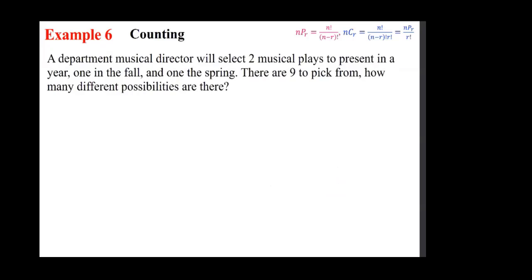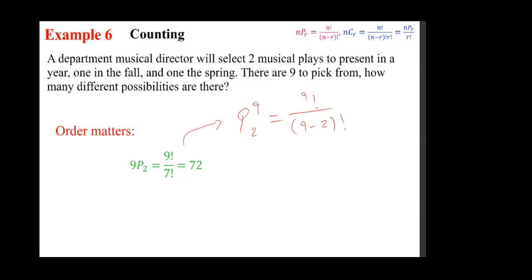A department musical director will select 2 musical plays to present in a year, one in the fall and one in the spring. There are 9 to pick from. How many different possibilities are there? We are using 2 musical plays, one in fall and one in spring. That means order matters. So you go with the permutation, and P(9,2) means 9 factorial divided by 9 minus 2 factorial. That's how we get 9 factorial over 7 factorial. So the top can be simply 9 times 8 times 7 factorial. They cancel each other and the answer is 9 times 8.